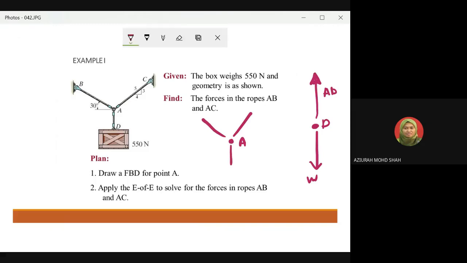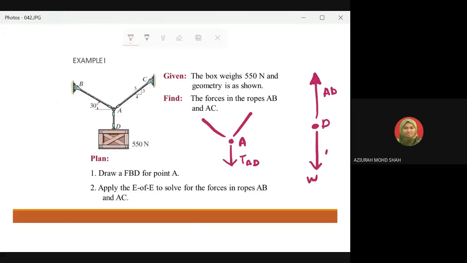So here you see that in this FBD at point D, AD is in tension and it's away from point D. So by right, for TAD, should the arrow be downward or upward? Upward. No, it should be downward. So that this will be in equilibrium.